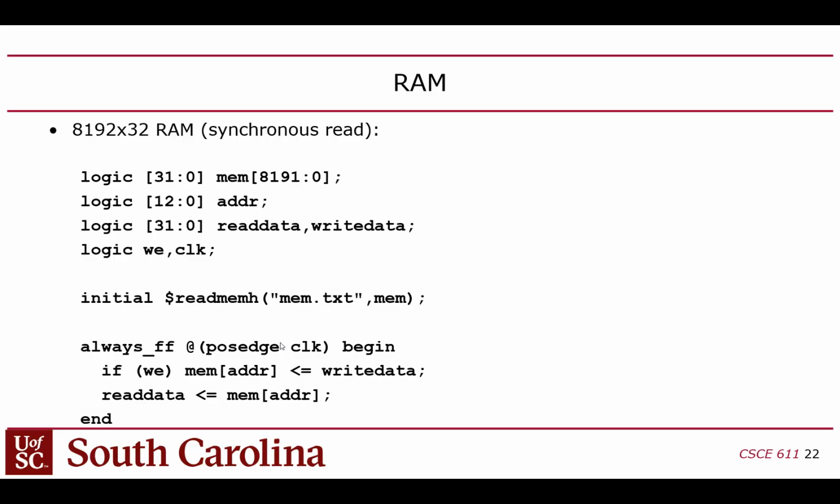Okay, so here is an example where I've moved the read data down into the clocked code, and this makes a synchronous read, right? Which means that if I want to read, I've got to wait a cycle. It's going to take a whole cycle to read. I put an address in there, I send my address in, and the next cycle I read.